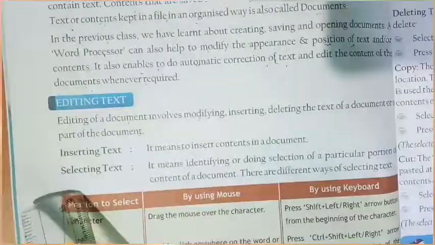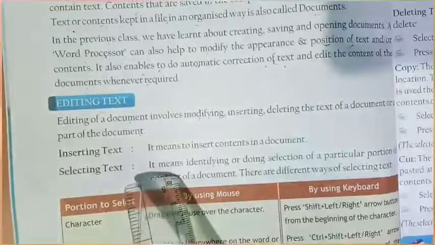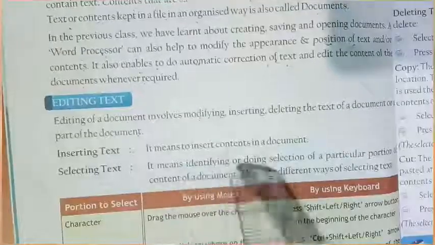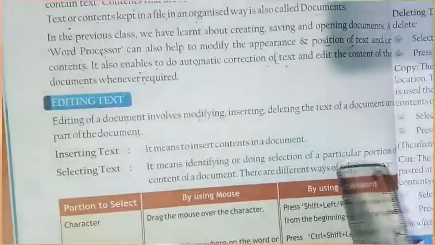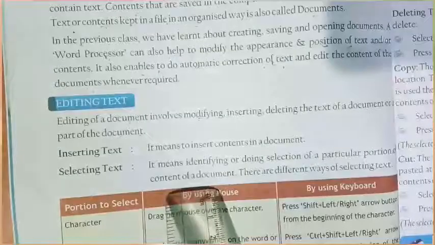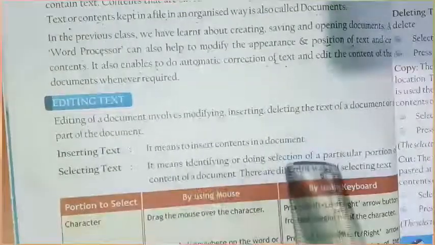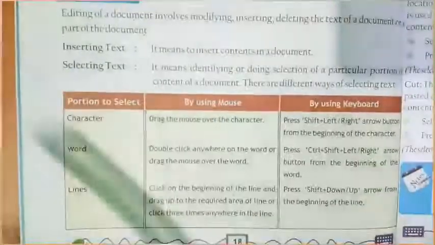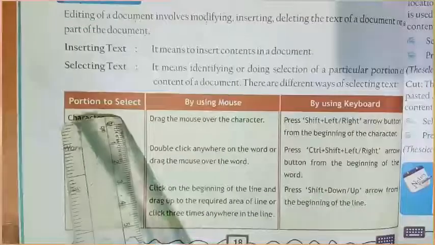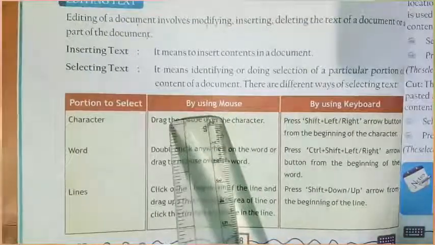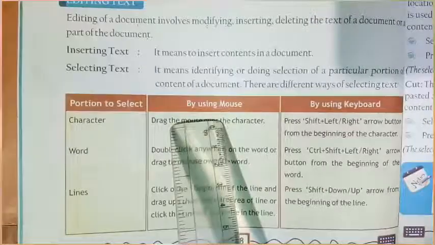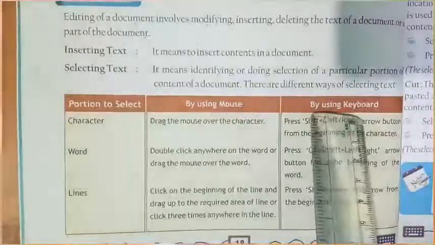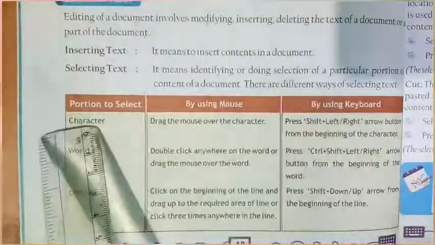Number 2 is selecting text. It means to identify or make a selection of a particular portion of the content of a document. We can select any portion of the document for editing. See, here is one table. See page number 18. Portion to select. How can we select it? With the help of mouse. And how can we select it? By using keyboard.